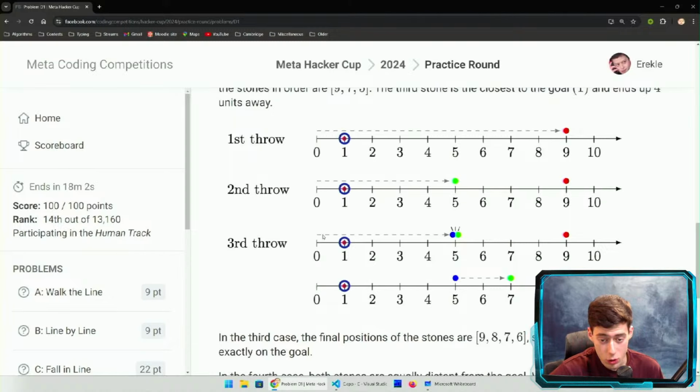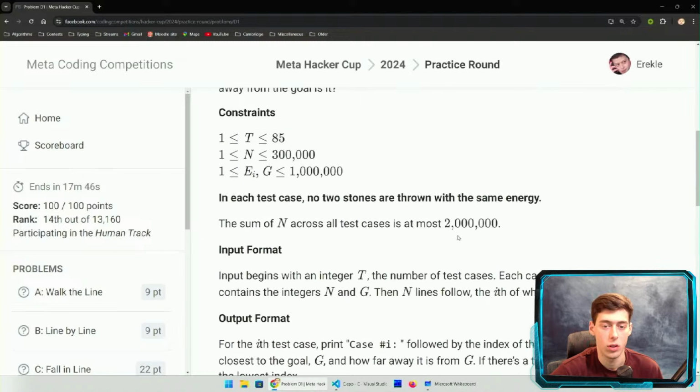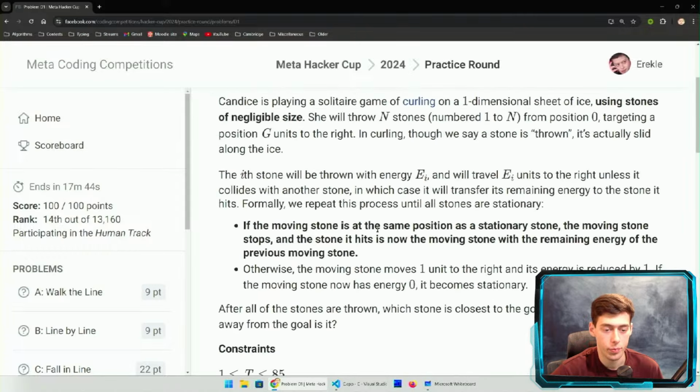Next, in this case, we throw a stone with energy 7. And so it comes forward, this blue one, but there's a stone on position 5 in its way, right? So it hits that stone. And if there is another stone at the same position, you stay where that stone was. So you stop.